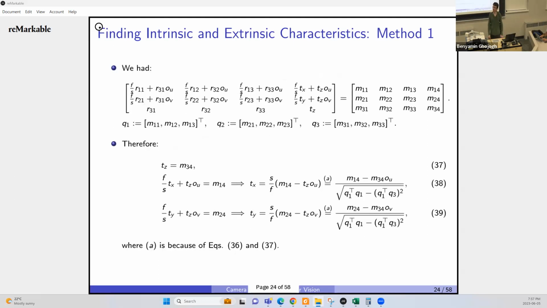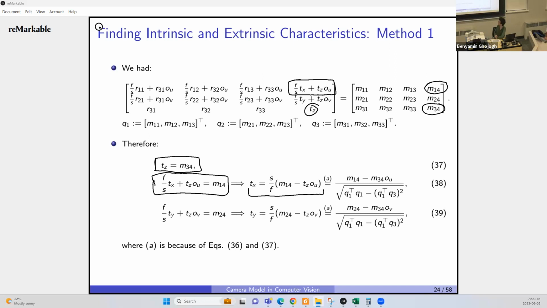Assuming that we know the mapping matrix. Okay. Now let's talk about extrinsic characteristics, right? What is it? TZ we know is equal to M3,4. Correct. And now what do we have? M1,4. This M1,4 equals this, right? Rearrange that. It will be TX equals S over F M1,4 minus TZ OU.